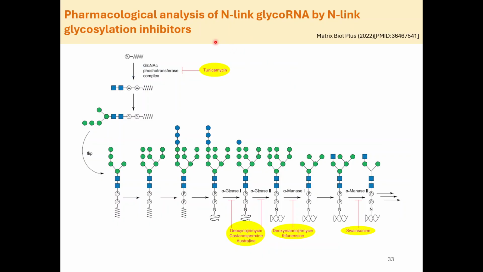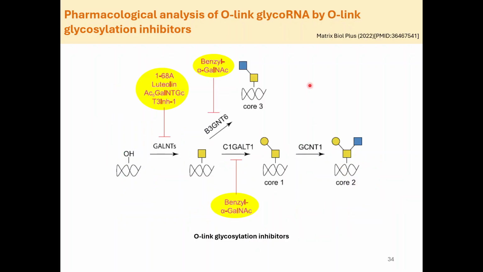Small molecule drug inhibitors of the enzymes involved in glycan biosynthesis, such as tunicamycin, kifunensine, and swainsonine, are available to dissect glycoRNA N-linked glycosylation processes. Likewise, drug inhibitors are available to dissect glycoRNA O-linked glycosylation processes.